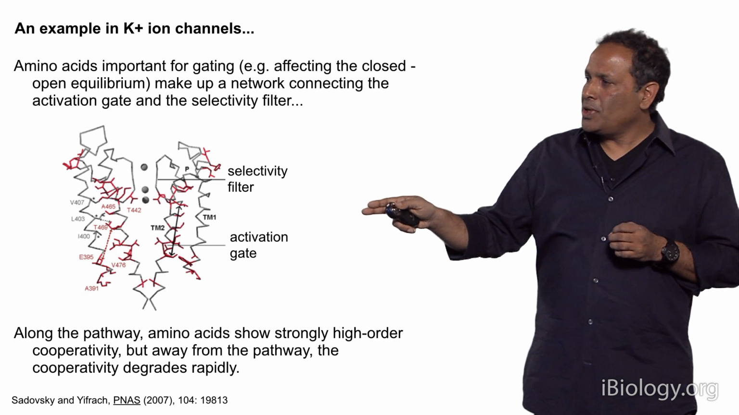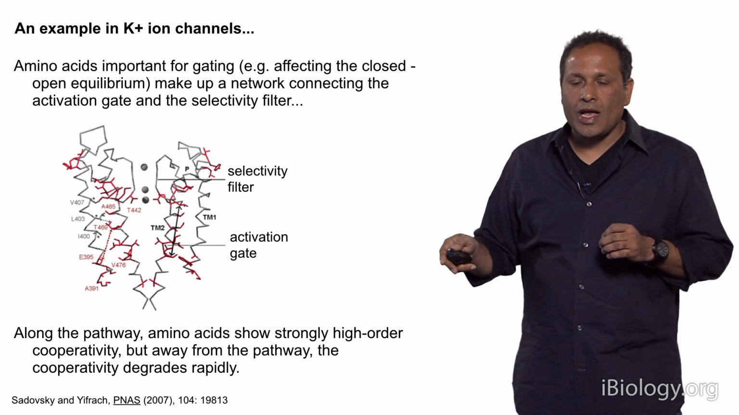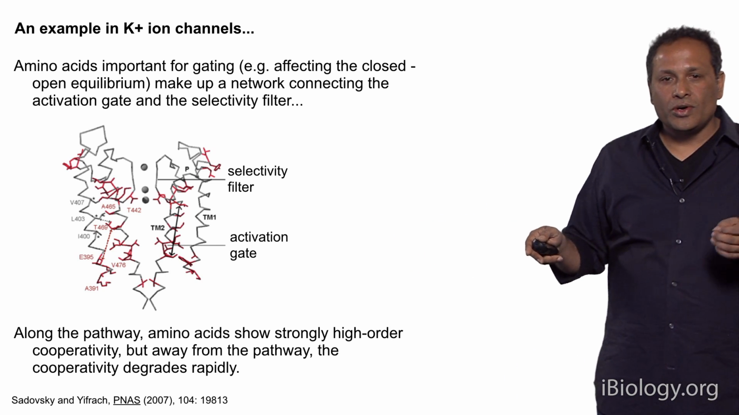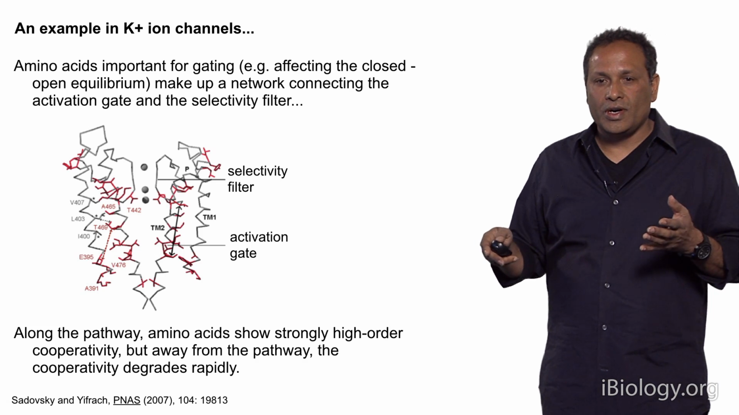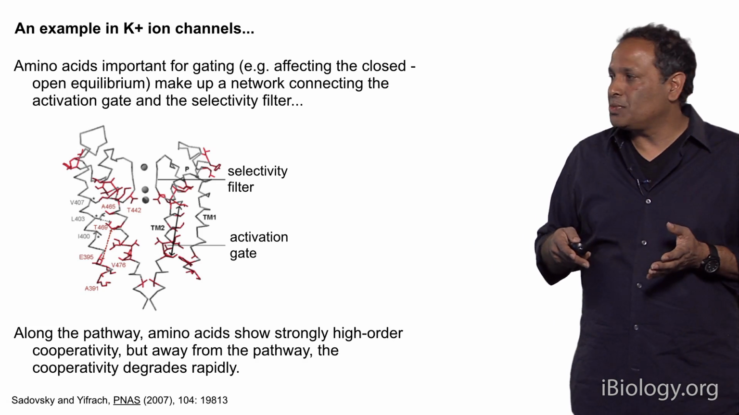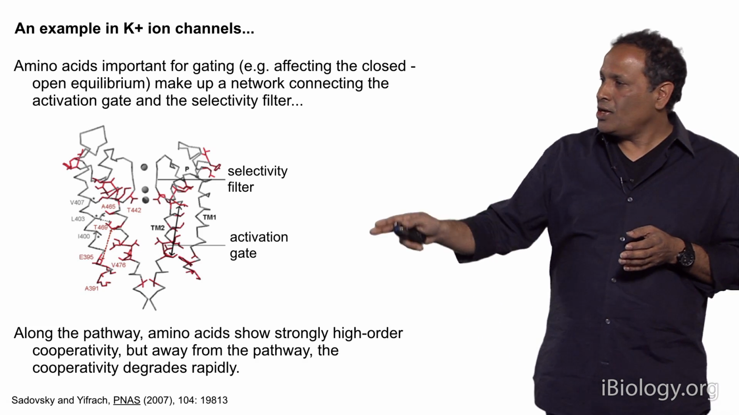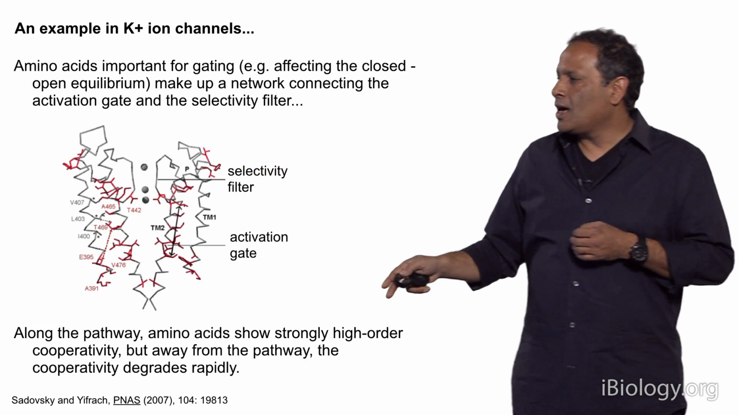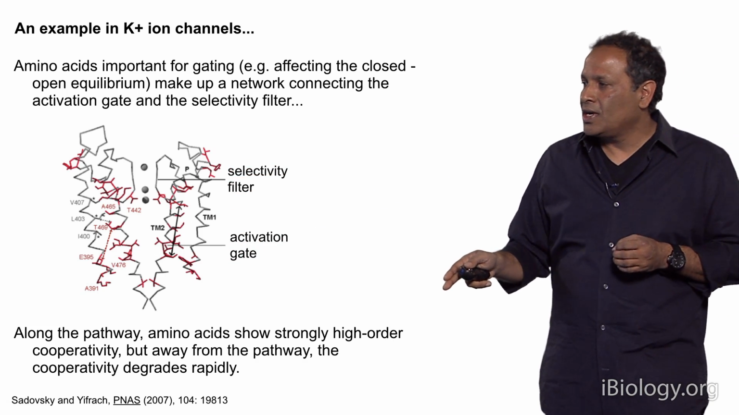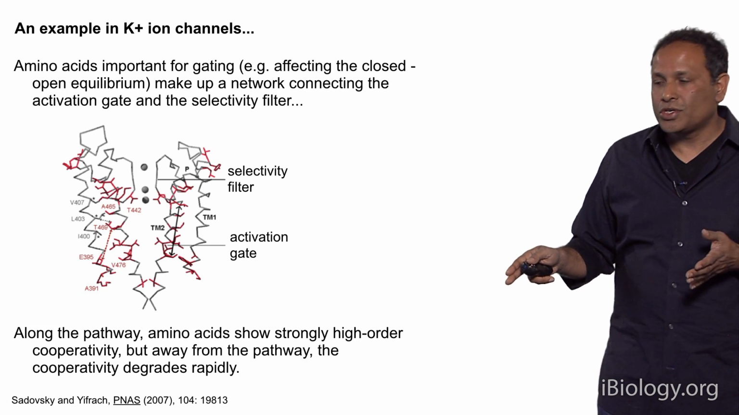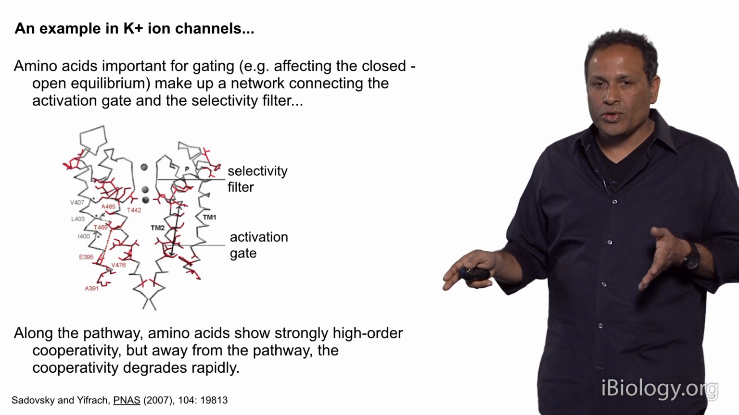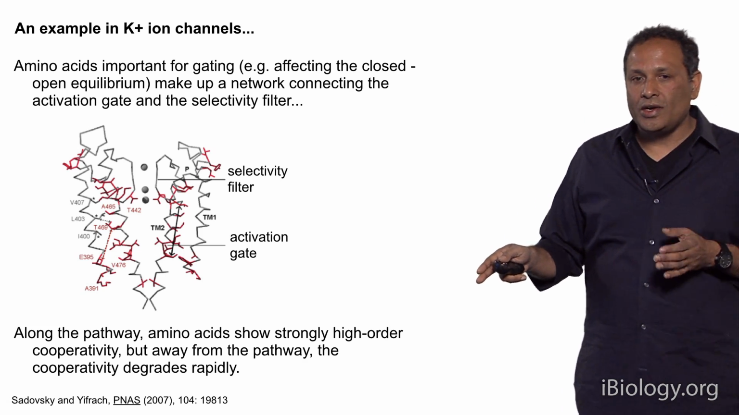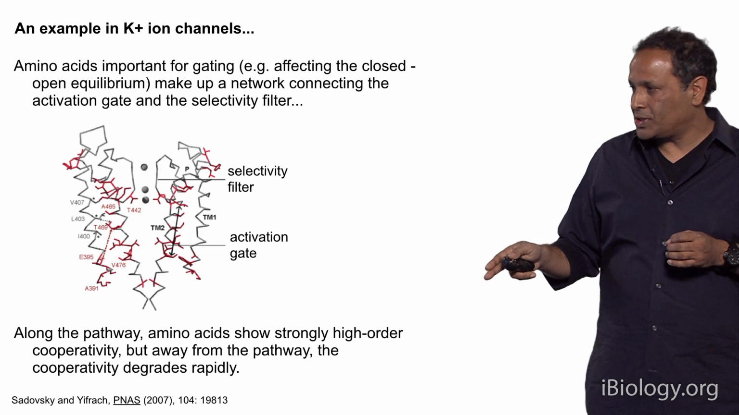And experiments these investigators did, actually measuring second order, third order, and even fourth order coupling free energies between these mutations, showed that along the pathway, and the pathway, by the way, is indicated here in these red amino acids, amino acids tend to show strong higher order terms. That is to say that there are fourth order coupling energies, and they didn't go any higher than that, but maybe there are even higher order terms there.